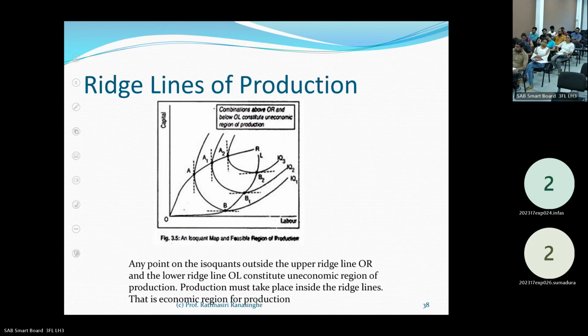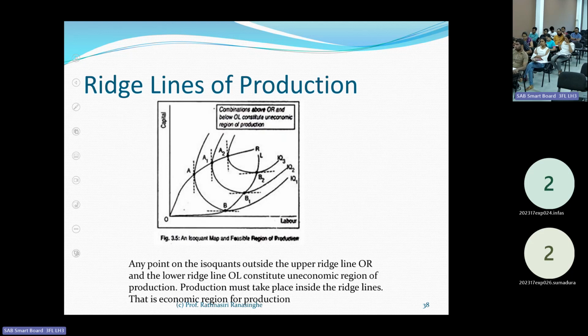We know that a rational producer produces only in the positive marginal region. So the negative or the zero marginal productivity, we will not select. Normally the positive marginal productivity region will be selected, so this is the best area. The feasible region between the upper ridge line and the lower ridge line is the feasible area of production, so that the producer can incorporate different factor combinations. That explains the feasible region of production.